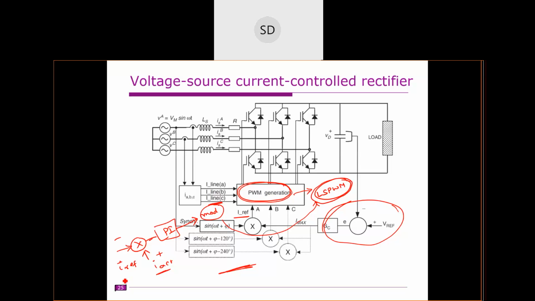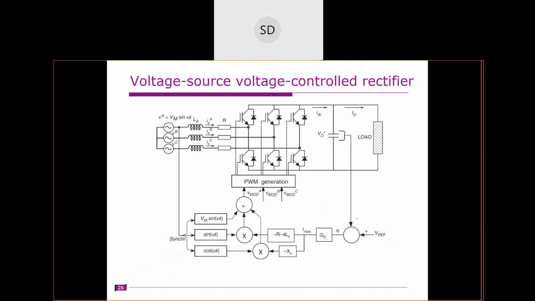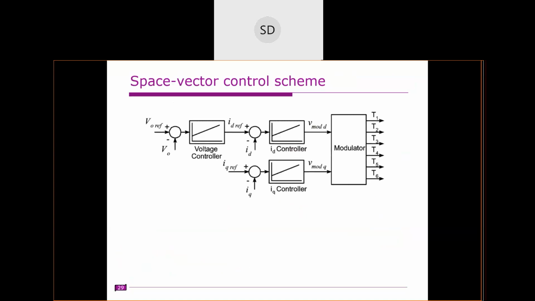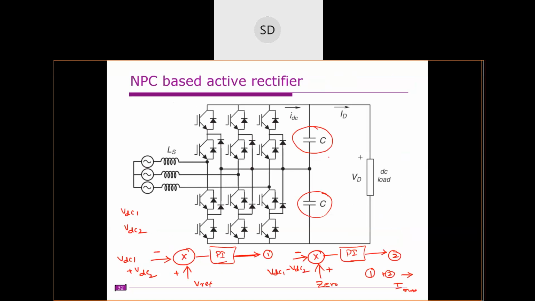So this is I actual and this is I reference, right? This is similar to the triangle carrier. The modulating signal we generated, in case of 2-level, is compared with one carrier, whereas here it is compared with 2 level shifted carriers. That is the only difference. The rest of the things are the same. Right, so this is how we will control this.